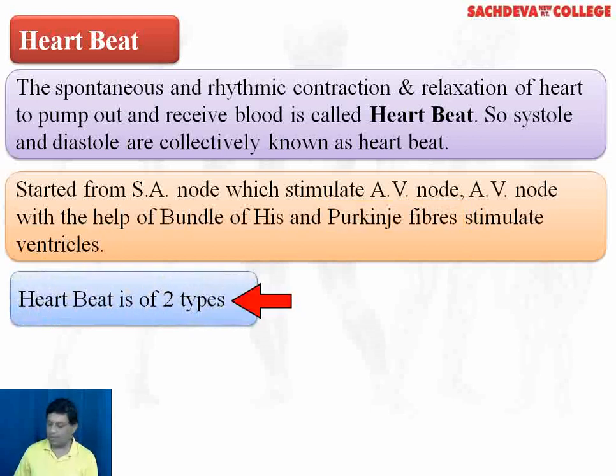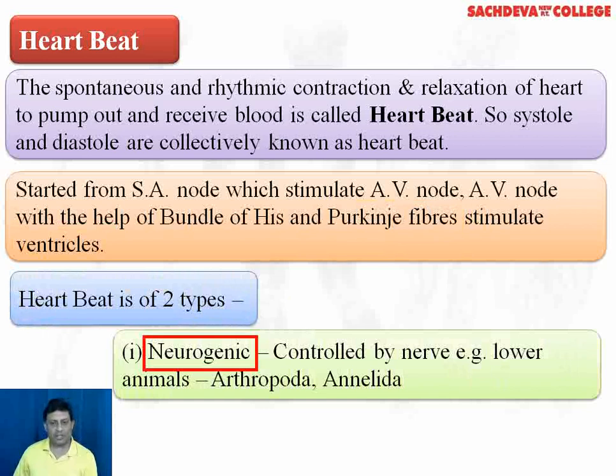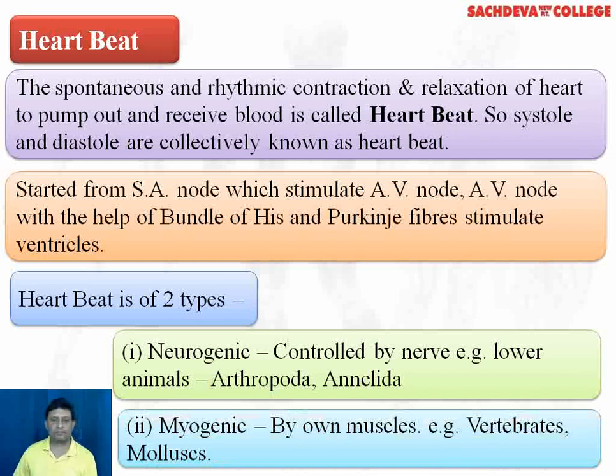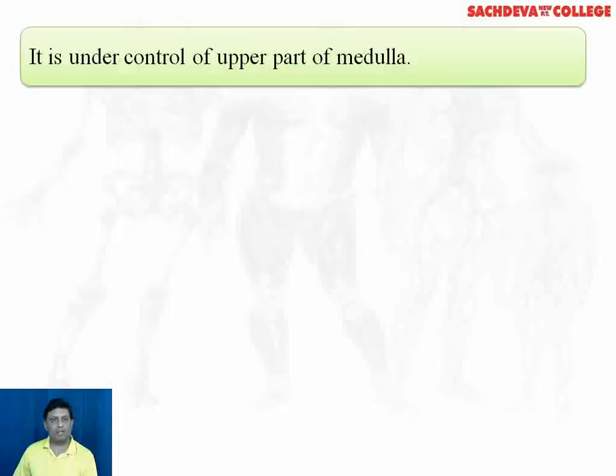Heartbeat is of two types. Neurogenic beat, which originates in the nervous system. Example, lower animals like arthropods and annelids, which includes cockroach. Myogenic heartbeat, which originates in the muscles. Example, vertebrates and mollusks. However, heartbeat is always under the control of the medulla oblongata.